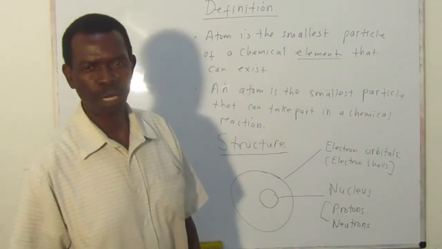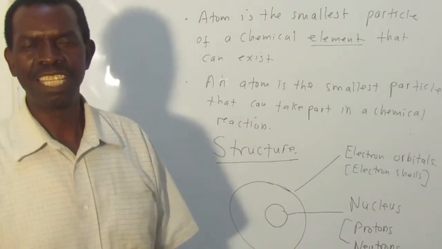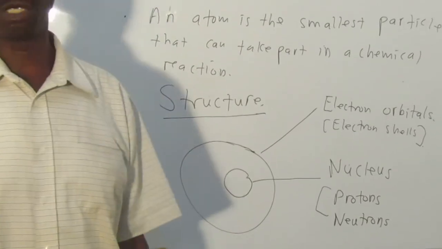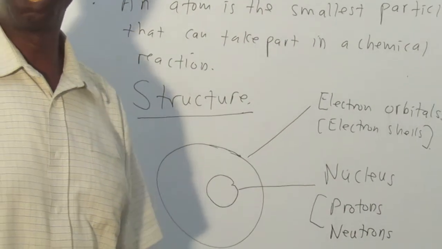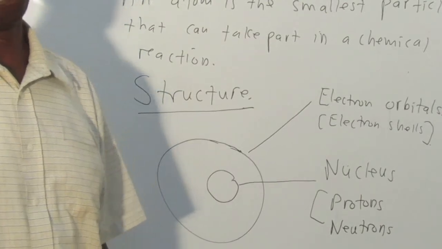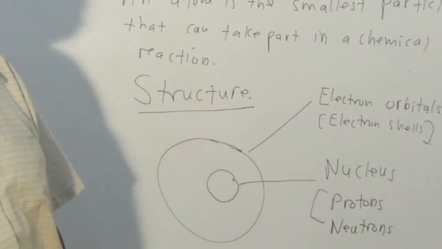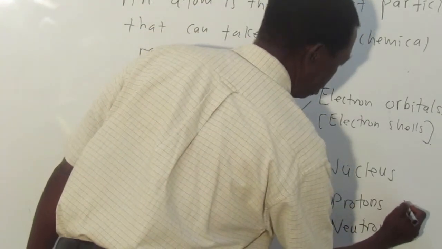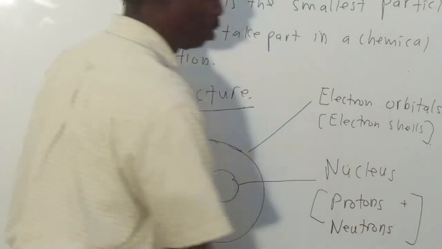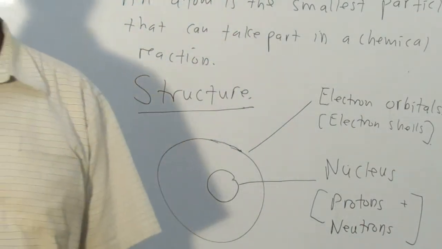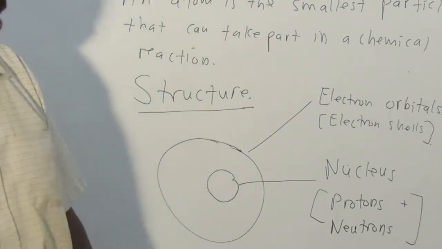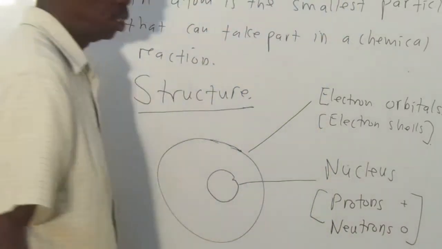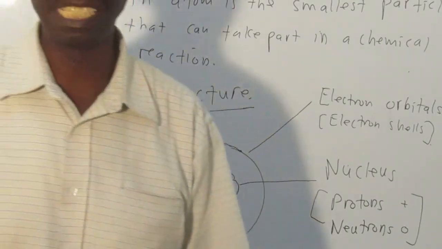And I'm going to point it out right now. The charges, we know there are two charges. It's either a negative charge or a positive charge. There are those that are neutral, that have no charge. Right now, when you talk of the protons, they are positively charged, and we use the plus sign to show that they are positively charged. And the neutrons are neutral. So we use zero most of the time to show that they have no charge.